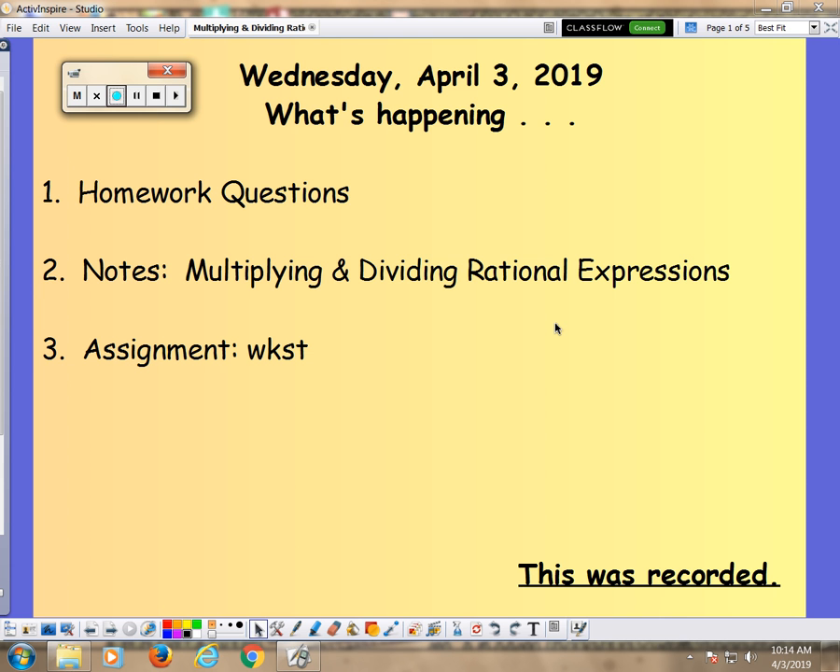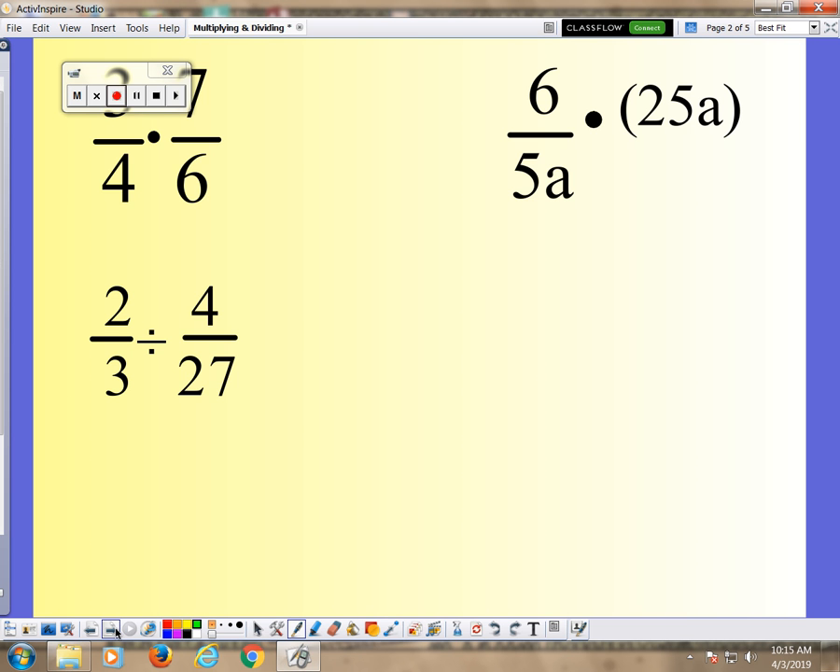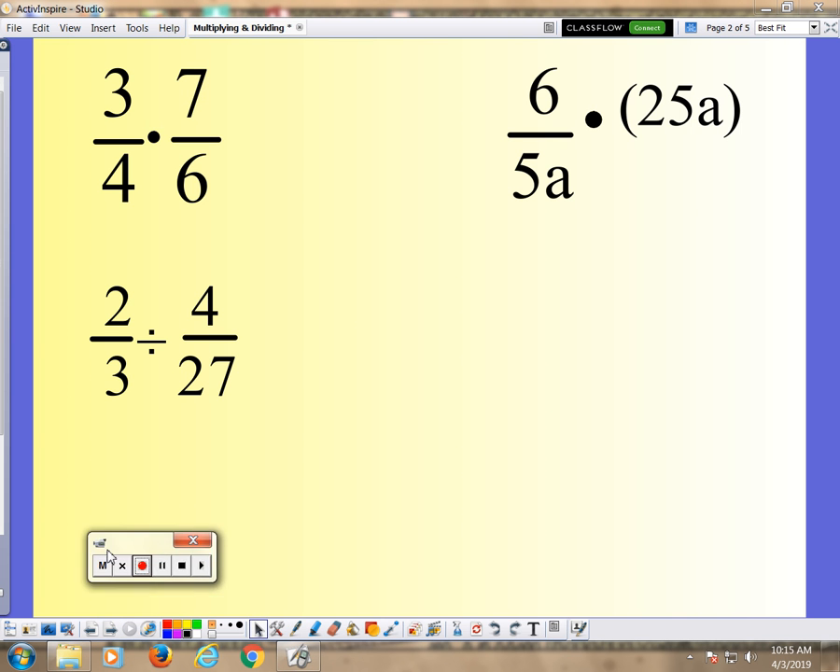We're going to go over multiplying and dividing rational expressions, and just like on Monday, it requires a lot of factoring. So, let's look at our first problem. Let's just look at numbers and remember how to do multiplication and division. So let's just start with some numbers.